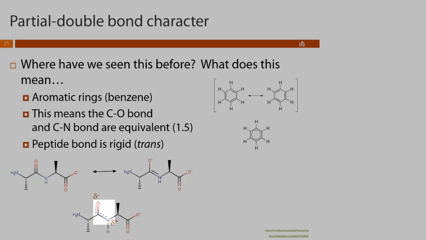So this is going to create a rigid structure. Both the C-O bond and the C-N bond are going to be rigid. You're not going to be able to rotate them. And so whenever we have something rigid that can't be rotated, if we have substituents coming off of both sides, we're going to get geometric isomers. And when we're talking about proteins, when we're talking about peptide bonds, they almost always exist as the trans isomer.